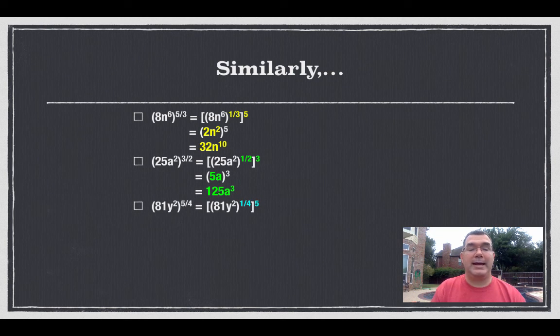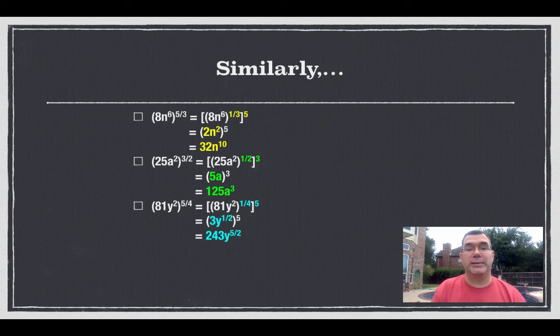81y squared raised to the 5/4 is going to be 81y squared raised to the 1/4, so just looking at the denominator first, and raise that to the 5. Okay, so 81 to the 1/4 is 3, and y squared to the 1/4 is y to the 1/2. I'm going to raise all of that to the 5.